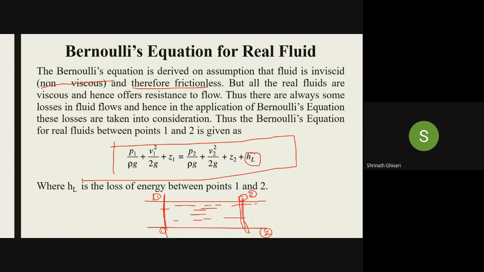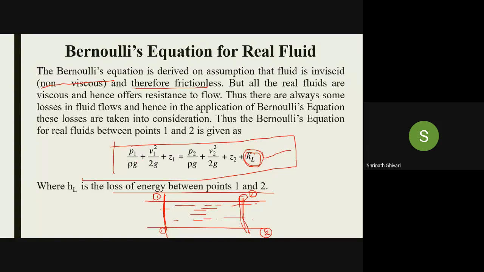So this pipe, or whatever medium the fluid is flowing through, offers some resistance to the fluid, and even the fluid itself offers resistance to the flow. That is called viscosity, which you have studied. Because of that, there will be some loss of energy between point 1 and point 2. So we have to equate this equation and find the loss in the pipe.